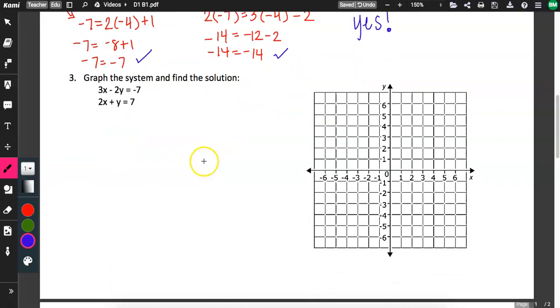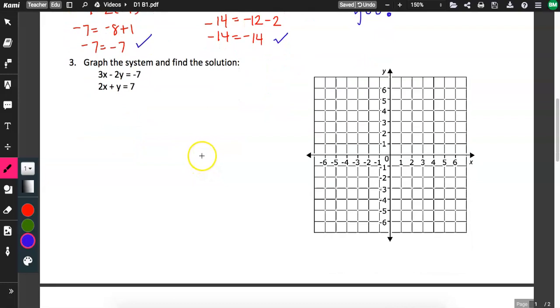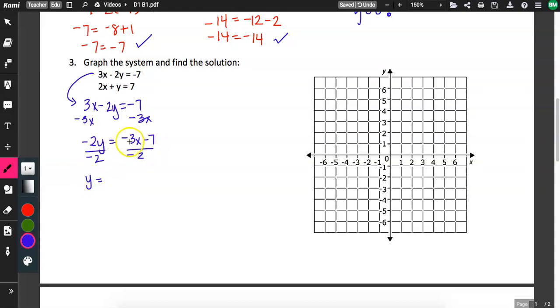Next, we're going to show 3 ways to solve a system, find the solution. We'll start by graphing. When I'm graphing, I want to get both equations into slope-intercept form. So I'll start with the first one. 3x minus 2y equals -7. Solve this equation for y. Minus 2y equals -3x minus 7. Divide by -2. Y equals, these negatives again cancel out, so 3 over 2x, negatives cancel out, plus 7 over 2.